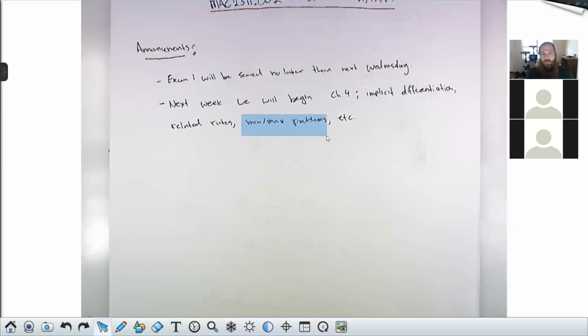Min-max problems, this is actually, I think, section 4.1. And these are not too hard, but they're hugely important, finding local minima and local maxima. So next week, we're going to start chapter 4, which is all about applications of the derivative, kind of fun things you can do now that your differentiation skills are getting solid. And then next Wednesday, I'll have your exams back.